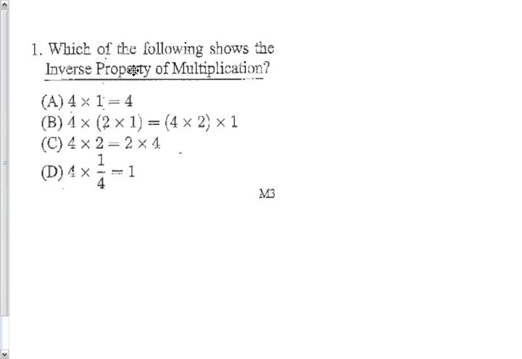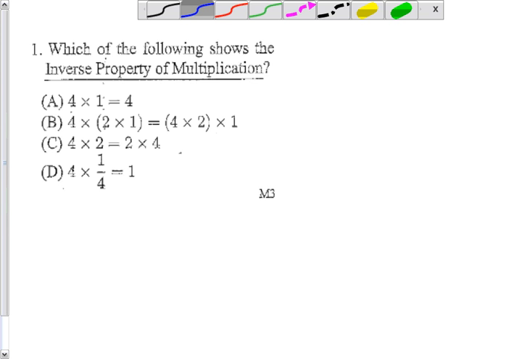All right, inverse property of multiplication. When we solve a problem using the inverse property of multiplication, our answer should be 1. And in dealing with multiplication, the inverse would be taking any number you're given and multiplying it by its inverse, or its reciprocal. So in this case, D would have been the correct answer. 4 times 1 over 4, which yields us 1 for the answer. So that would have been what we were looking for.